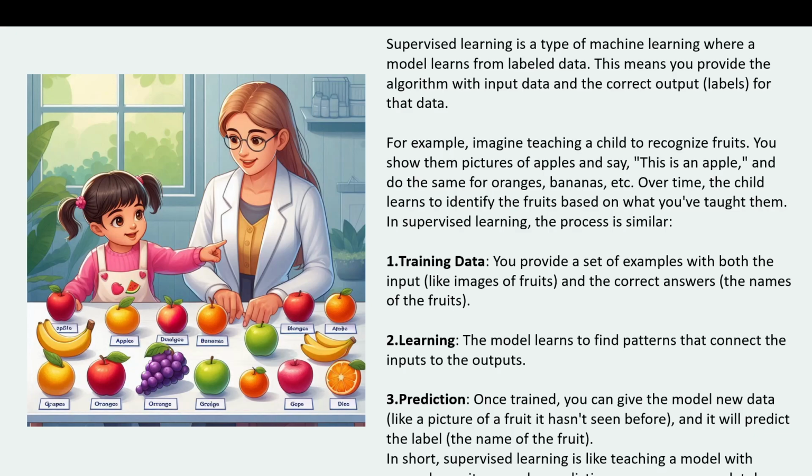The third stage is prediction. Once the model is trained, you can give it new data. Let's say I have trained my model with the pictures that are shown in this image. Now, once my model is trained, I'm going to pass some new data, like a new picture of a fruit that is not part of the data shown in this picture. That's how the prediction will work. The model will predict the name of the fruit. So in short, supervised learning is like teaching a model with examples so that it can make predictions on new, unseen data.